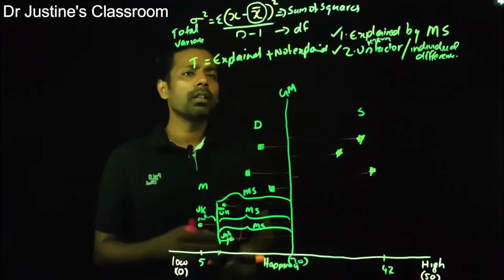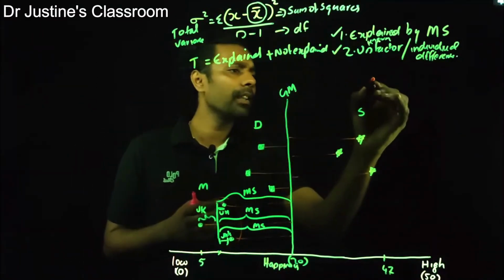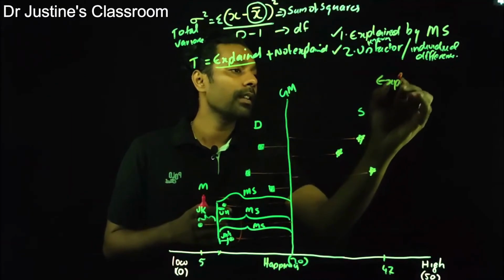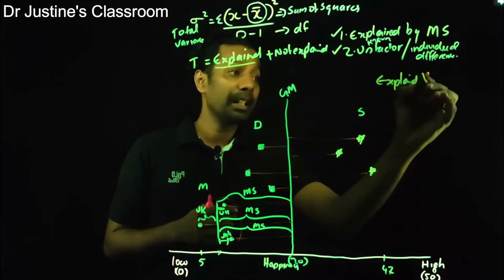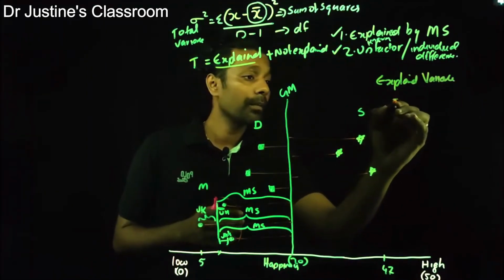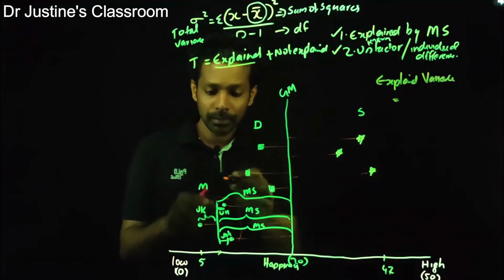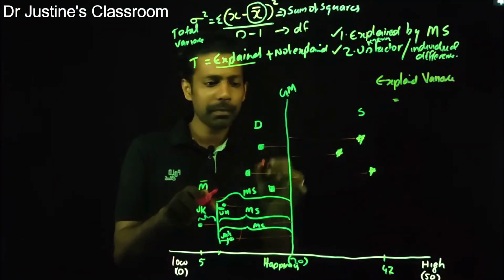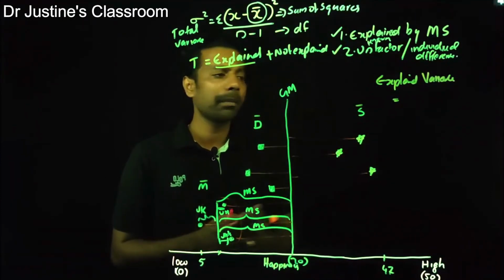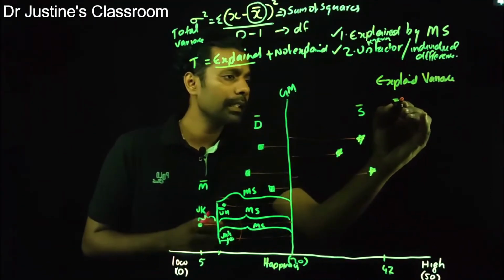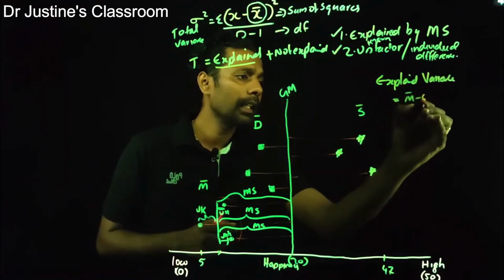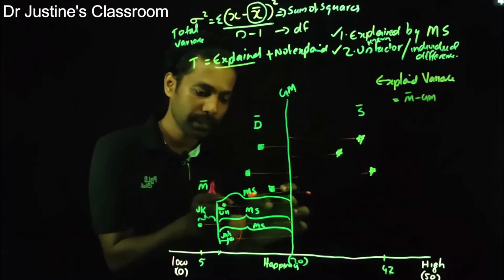So what I do to calculate this explained variance, this particular part, what I have to do is look into the mean. This is the married men mean, this is the divorced men mean, this is the single men mean. So the married men mean, that is M, minus the grand mean, that means this much space.